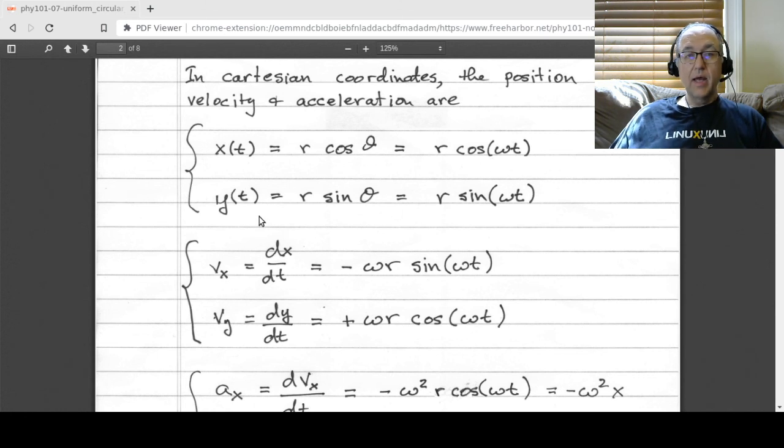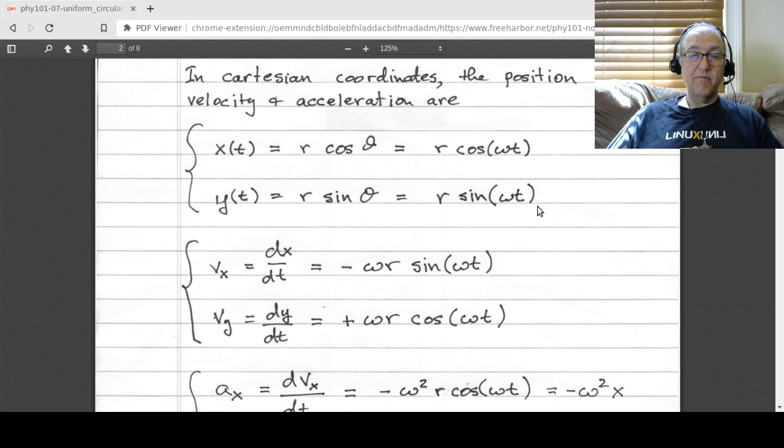Okay. Similarly, y, if you remember from our vector lecture, is r sine theta, and that's r sine omega t. Okay, and there you go. There's x and y, that's the position, both components of the position, as a function of time, okay? Now, once you've got the position as a function of time, there's your starting point for your kinematics.